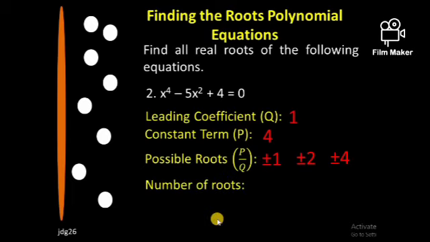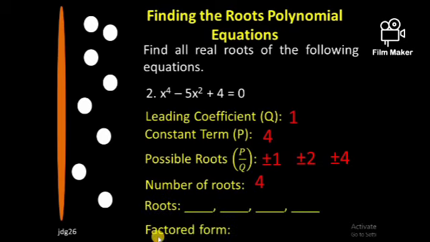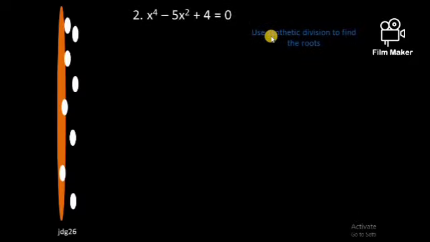Okay? Then, determine the number of roots which is the degree of the polynomial which is 4. So, maglagay lang tayo ng 4 na blank. And then, mamaya, i-rewrite natin siya in factored form. Okay? So, tandaan nyo yung mga possible roots ha. Positive negative 1, positive negative 2, and positive negative 4. Kasi gagamitin natin siya dito sa ating next step. Okay? So, we are going to use synthetic division to find the roots.